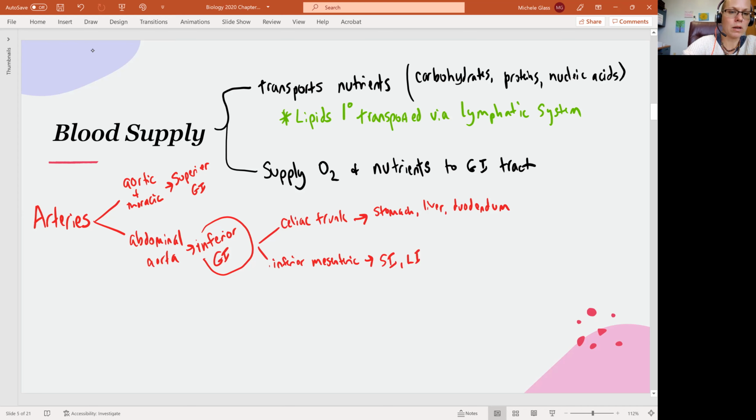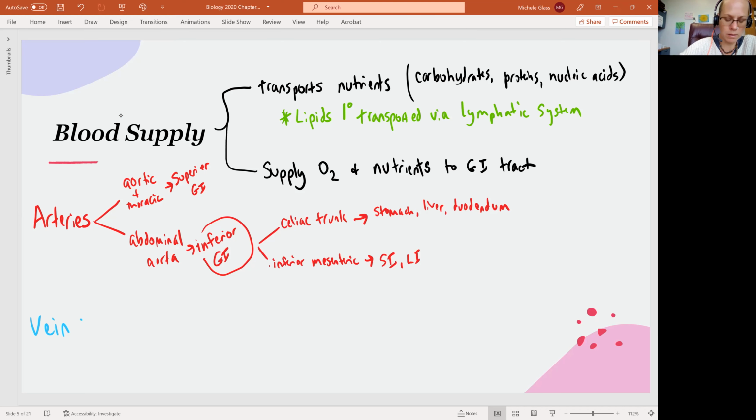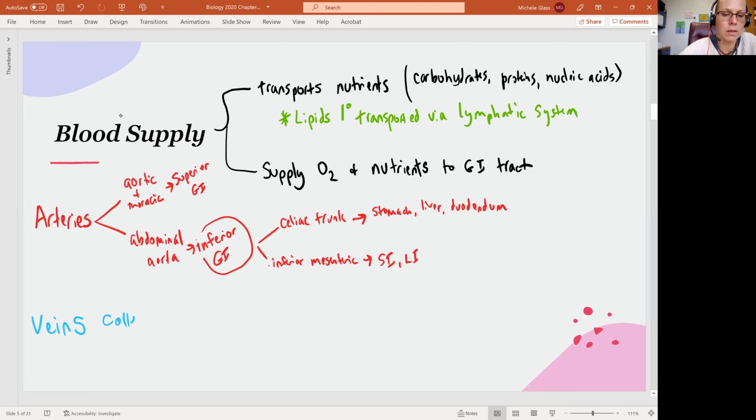Let's grab a blue color here to talk about the veins. And so here we're going to see that the job of the veins will be to collect the nutrient-rich blood. And we're mostly collecting that from the small intestine. So we'll see the job of the small intestine is to finish digestion and really absorb those nutrients. And so the blood is coming along here to grab that.